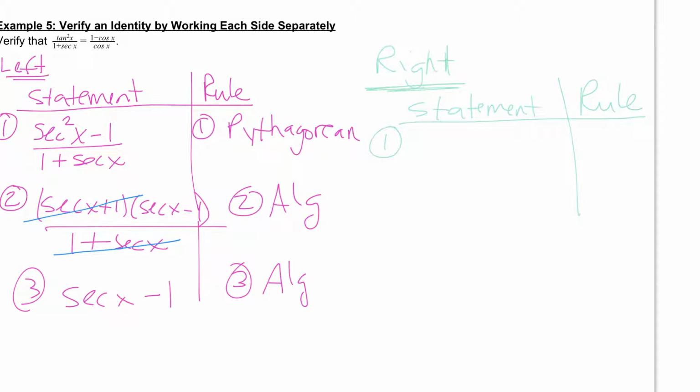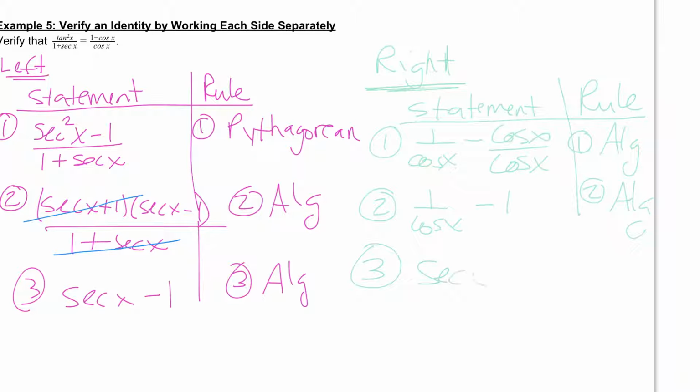I can use my rule on the right-hand side with the 1 over cosine x. Remember, if I'm subtracting two things on the top, they take the same denominator. So I can split this up into 1 over cosine of x minus cosine x over cosine of x. And that's just algebra. Then in my second step, I can use algebra again. Cosine divided by cosine is just 1. So I have 1 over cosine of x minus 1, and that was algebra. And if you look, this minus 1 is getting similar to the minus 1 over here. Finally, I have 1 over cosine of x using my reciprocal identity. 1 over cosine is secant of x minus 1. Again, we use the reciprocal.